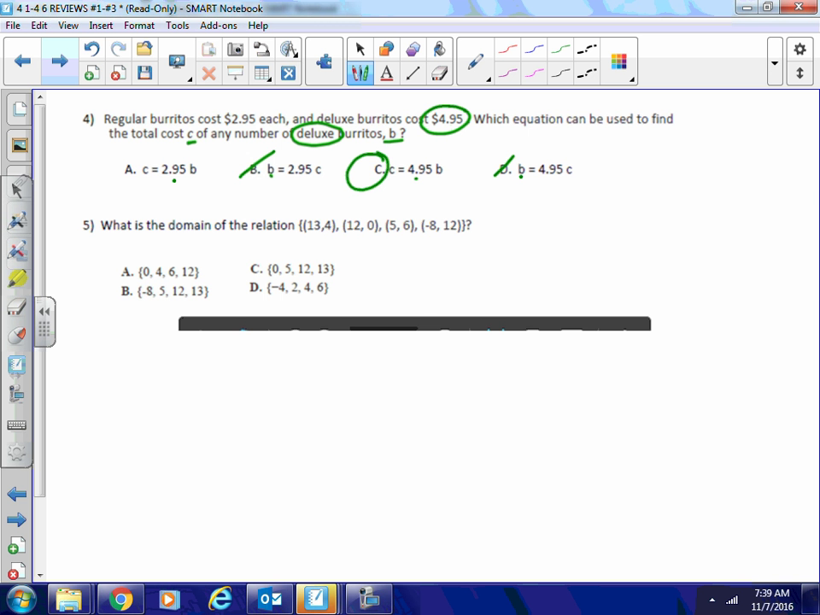Number 5, what is the domain of the given relation? Well, remember your domain are your x values, and I'll underline my x's. One other difference between just listing 13, 12, 5, and -8, I have to put those in order from least to greatest, and that would be choice B.